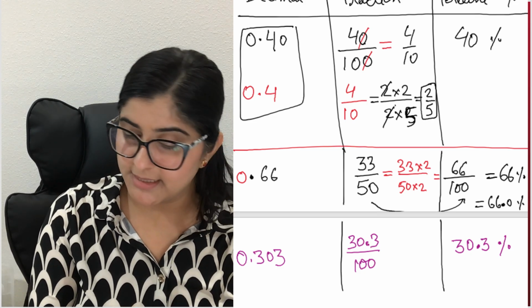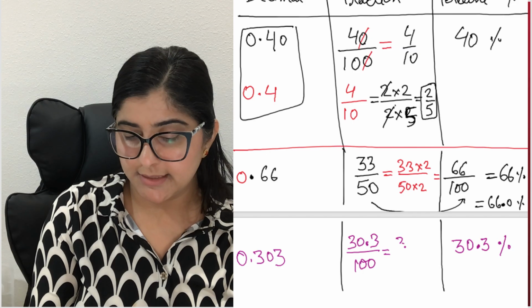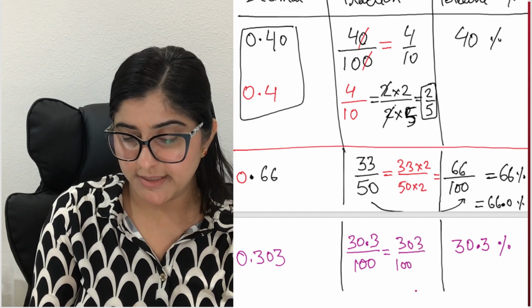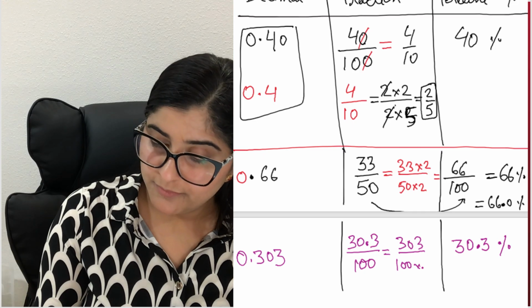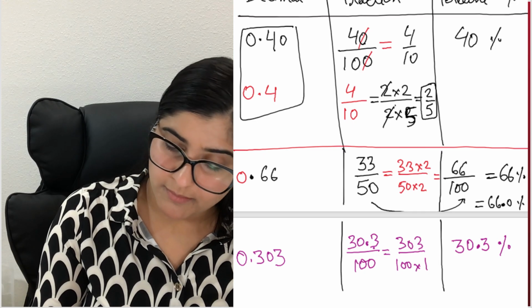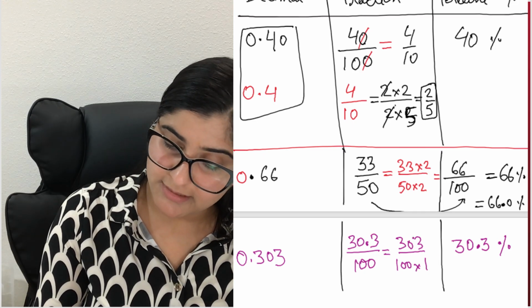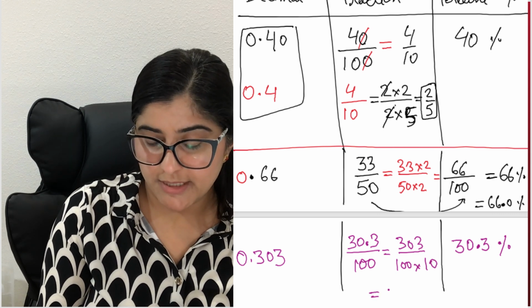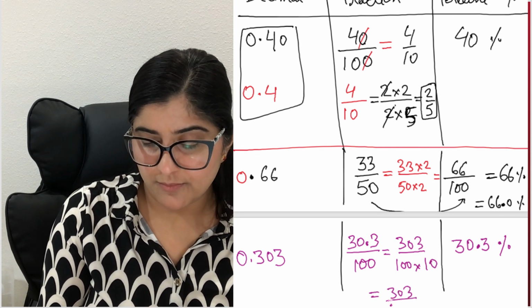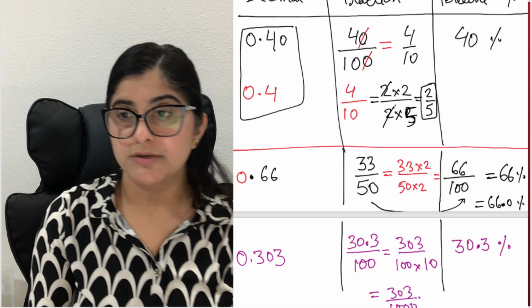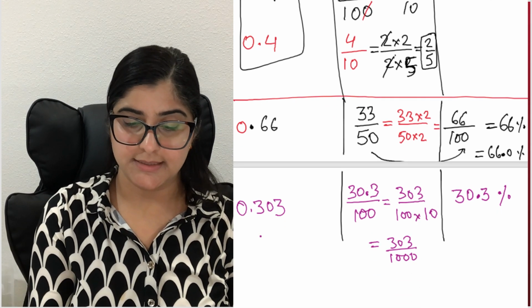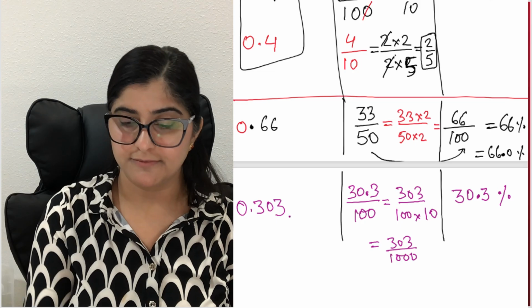First remove this decimal, and it is 303. If you remove this decimal, 100 is already there. You will divide this by 1, and how many numbers are after the decimal? There is only 1 digit, 3, after the decimal, so one 0. So we get 303 over 1000. This is the fractional representation of 30.3%, and this is the decimal representation of that.